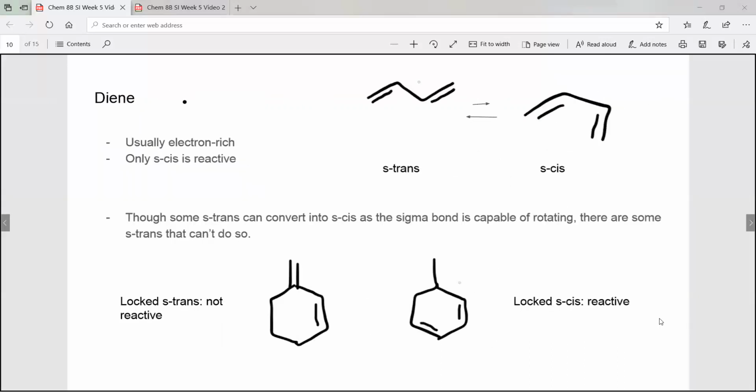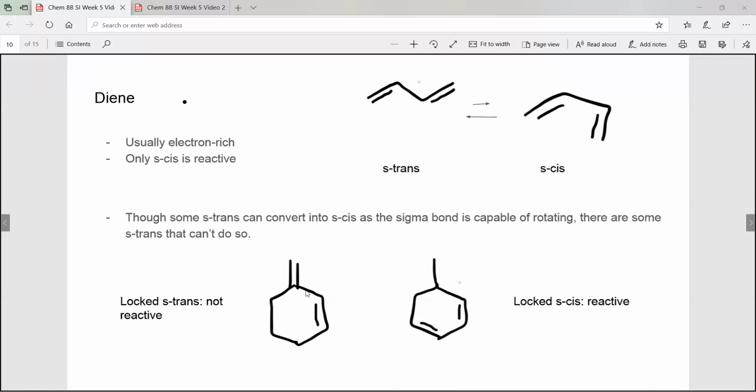The diene is usually electron rich, but note that only s-cis is reactive. The s means sigma, so s-trans would be two double bonds adjoined by a sigma bond, but the double bonds are pointing in different directions, and s-cis would be if they're pointing the same direction. Though some s-trans can convert into s-cis because a sigma bond is capable of rotating, there are some s-trans that can't do so.